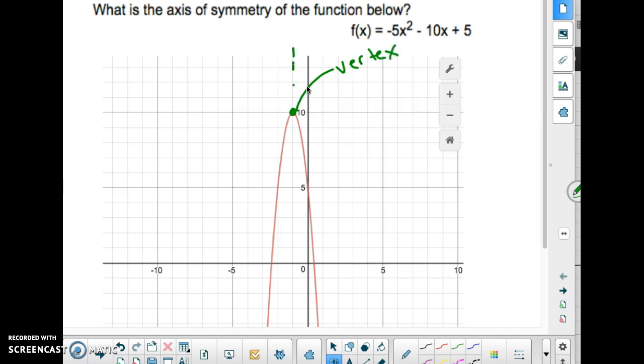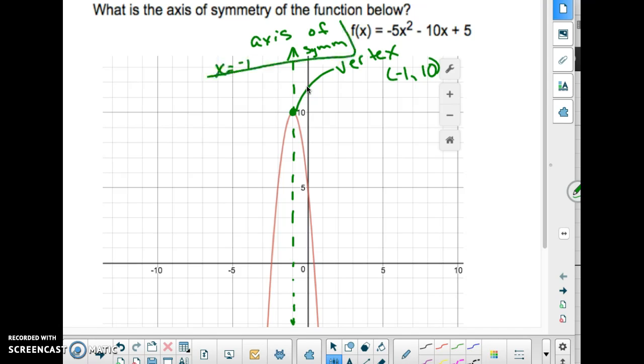And the axis of symmetry is the vertical line that cuts down through it. Because our vertex was (-1, 10), our axis of symmetry is going to be x equals -1. This point is the y-intercept, and these two points are both x-intercepts.